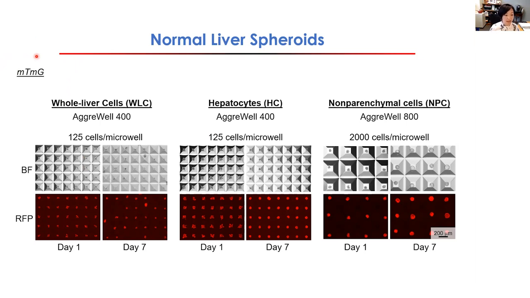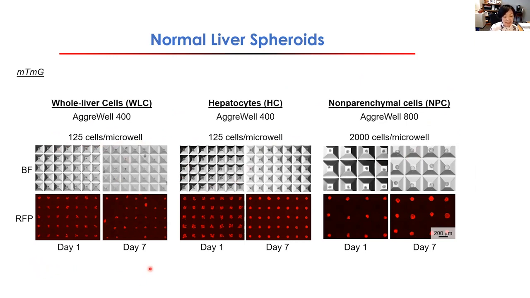So we have what we call WLC, whole liver cells, which means that we did not fractionate the liver. We take every single cell that we get from the liver and try to make spheroids out of them. And we also have these HC spheroids, the hepatocyte-specific spheroids. And we also have non-parenchymal cells fractionated out of the WLC, and we try to get them to also form spheroids.